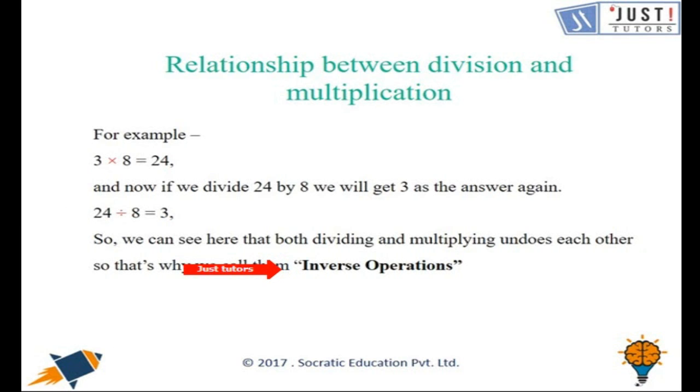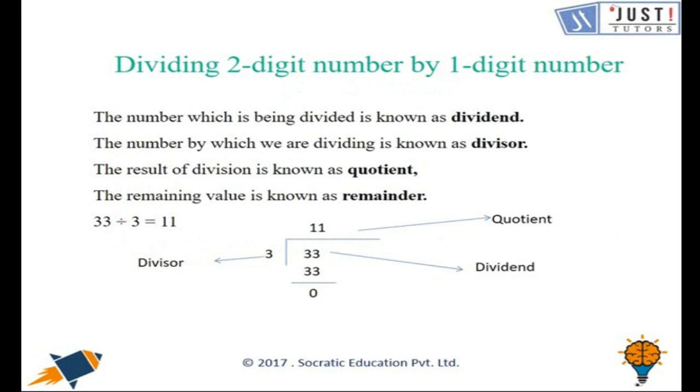Now we will move forward and learn about the second topic, which is dividing a two-digit number by a one-digit number. But before that, we will talk about the terms that we use in dividing. Here's an example, 33 divided by 3 makes 11. The number which is being divided is known as the dividend. So 33 is the dividend here. And the number by which we are dividing is known as the divisor. Here we are dividing 33 by 3, so 3 is the divisor.